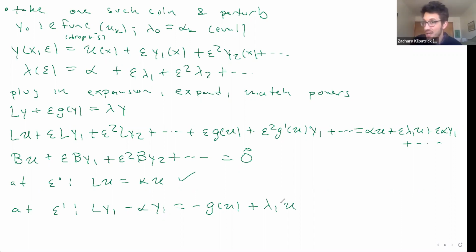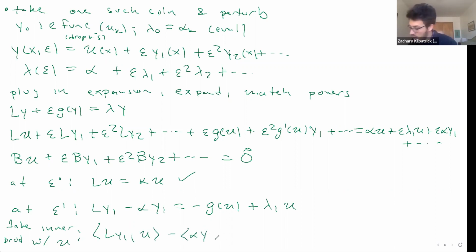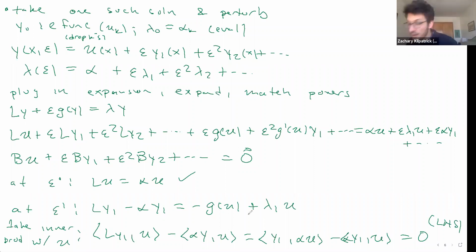So if we take the inner product, because this is a self-adjoint operator, with u itself, we should remove everything that's orthogonal to u, okay? So if we take an inner product with u, what is it that happens? Well, we get (Ly1, u) minus alpha (y1, u) is equal to (minus g of u plus lambda 1 u, u) and the left-hand side, (Ly1, u) minus alpha (y1, u), is equal to 0, okay? So our left-hand side then is 0 as before. And so now we know that the inner product with the right-hand side is going to be equal to 0. And we can work out what the eigenvalue is, okay?